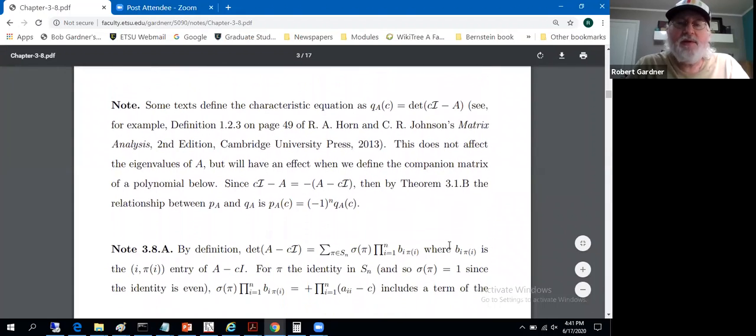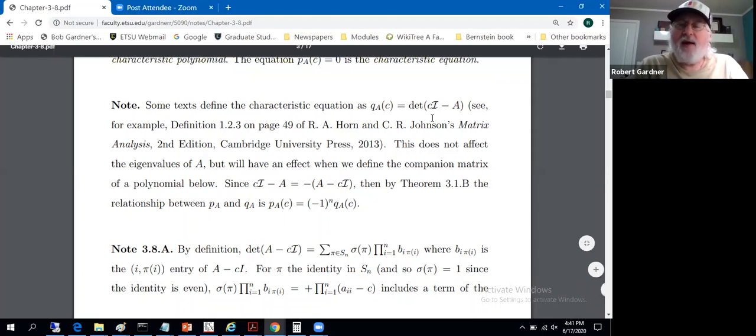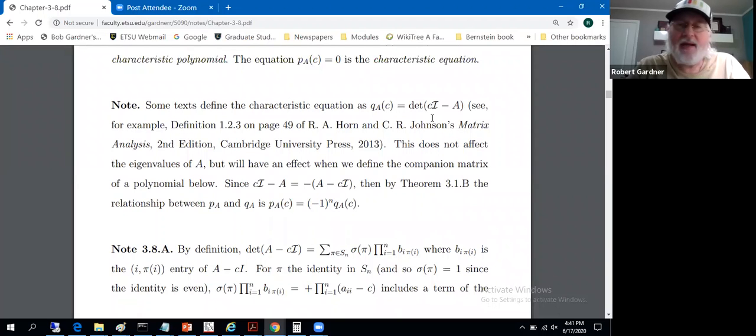Now, some texts take the characteristic equation as determinant of CI minus A instead of A minus CI. That won't affect eigenvalues, and it won't affect eigenvectors. It will affect something we're going to do called the companion matrix in the near future. Here's your reference, actually quite a good matrix analysis book, a theory of matrices book. It's a bit more theoretical. They don't have an eye towards applications to statistics like we're trying to do with the Gentle book. But they take this as their definition of characteristic polynomial and associated characteristic equation.